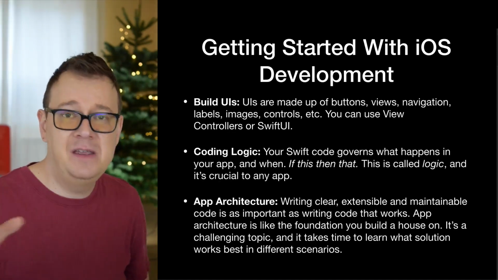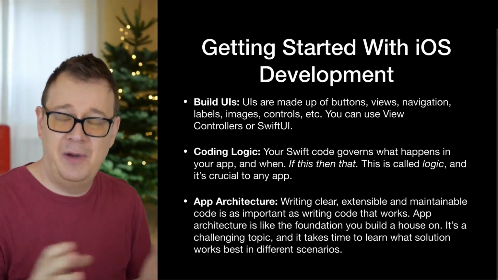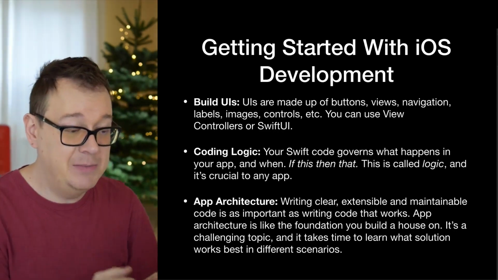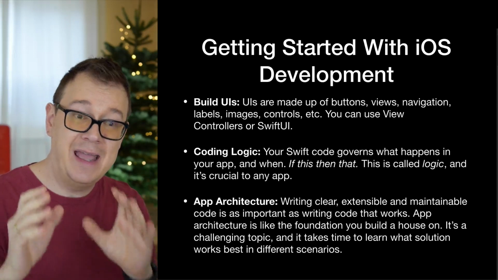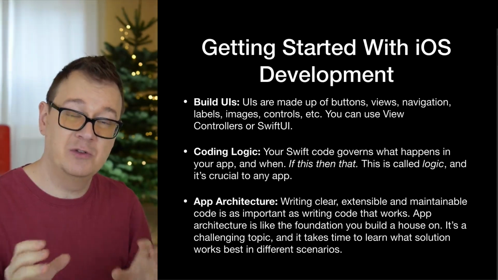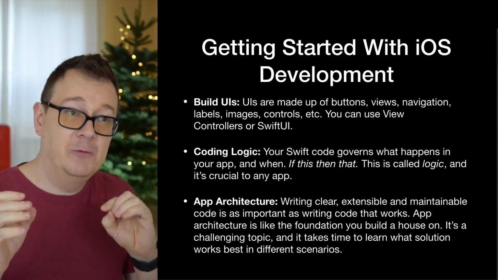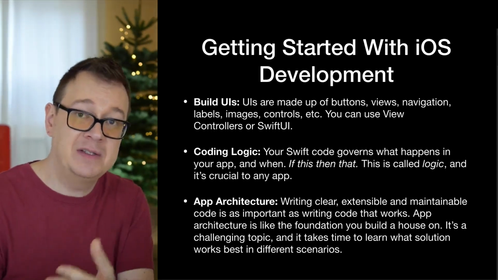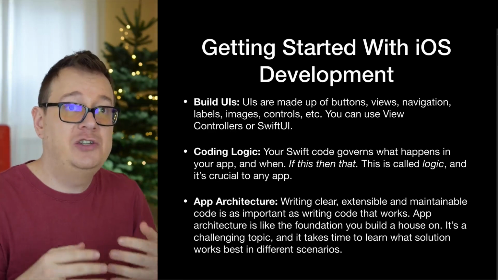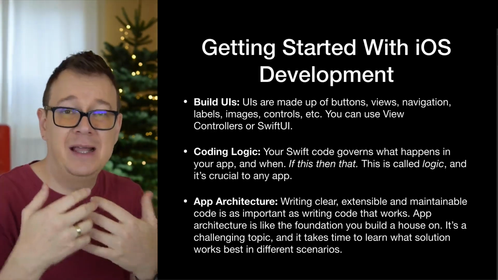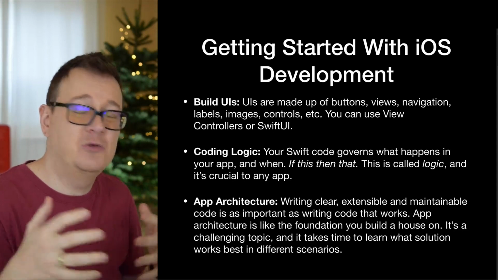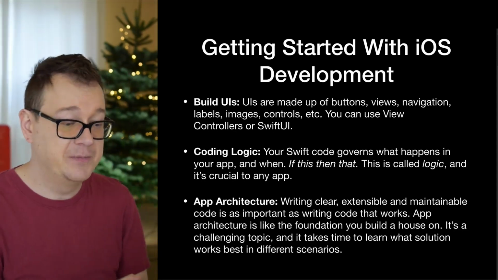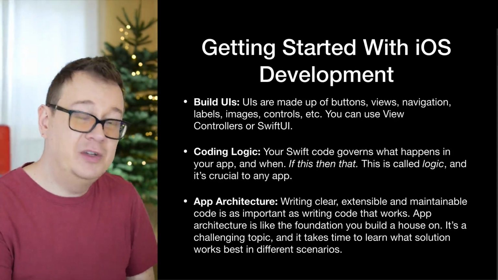Next up comes app architecture. Think of MVVM, MVC, VIPER, and so on. Writing clear, extensible, and maintainable code is as important as writing code that works. So it's very important that when you come back to the code, let's say in 5 months, or other developers take a look at it, it should be clear what that code does. It's not just that it's working okay and it's a lot of spaghetti code. You have to have a clear architecture. Okay. Let's move on.